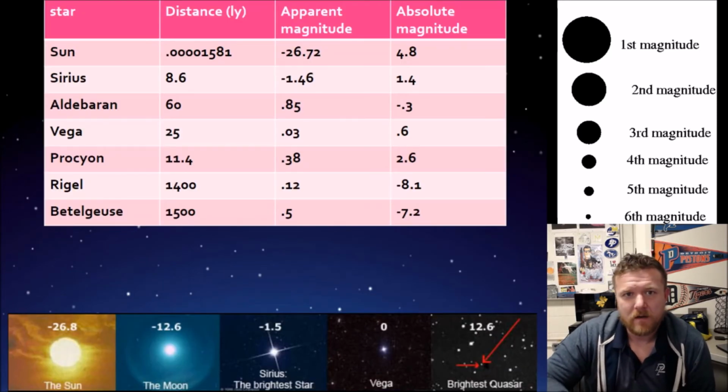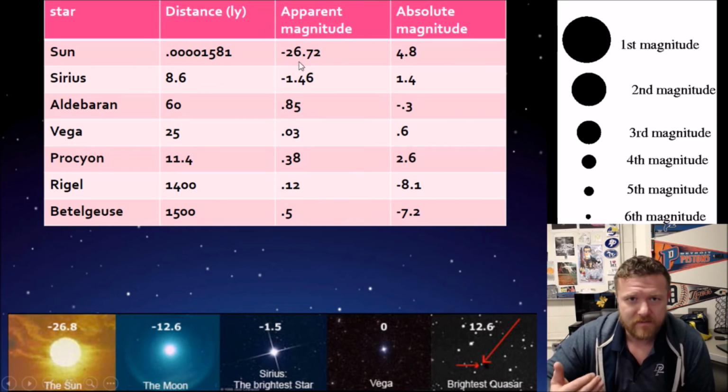Which of these stars appears the brightest to our eyeballs? Well, obviously, it's going to be the sun. The sun has the lowest number, but which of these objects is actually putting out the most light? The absolute magnitude tells us that Rigel is putting out the most light. Which of these objects is putting out the least amount of actual light? The object with the highest absolute magnitude is actually the sun. So of all of these stars, the sun is putting out the least number of photons. However, because it's so close, it seems the brightest to our eyes.